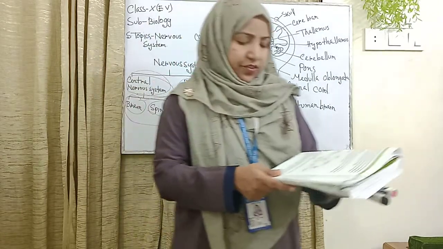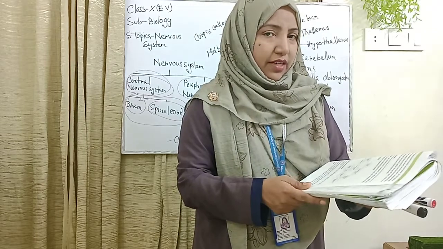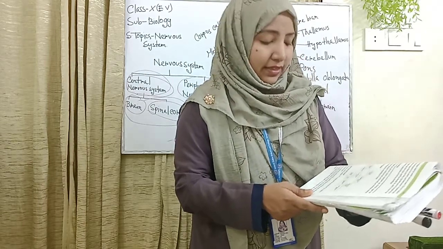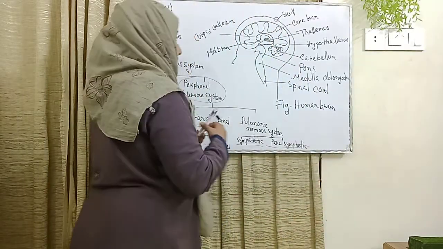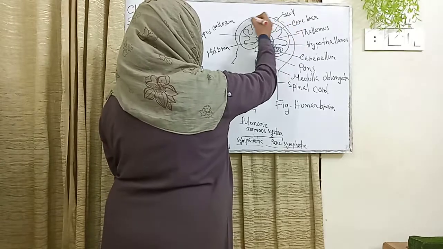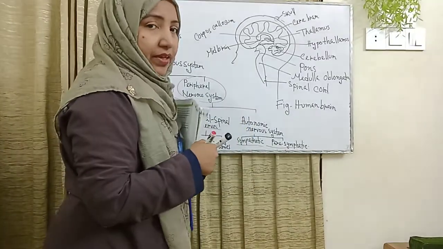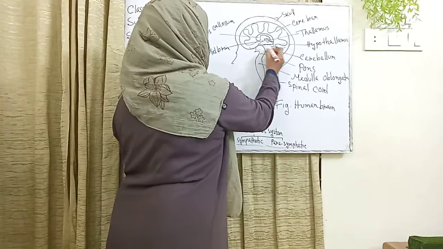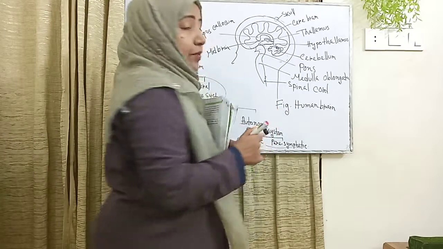The brain is divided into three parts. The first part is the forebrain, the second is the midbrain and the third is the hindbrain. Again I explain: the first part is this structure, the forebrain. The second is the midbrain, this structure, and the third is the hindbrain.